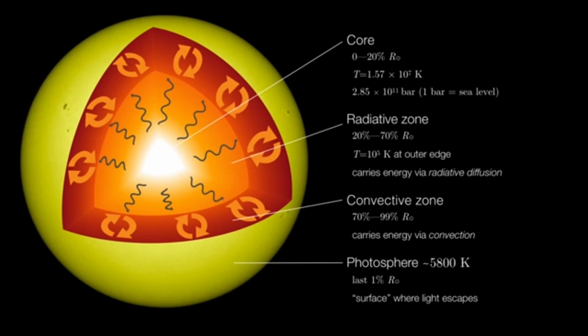The reason why we call this the surface is because this is where the sun becomes opaque to light. In other words, we cannot peer through the photosphere and see into the layers underneath. We have to infer them using other techniques. But the major thing here is that this is where light is finally free to escape into space.